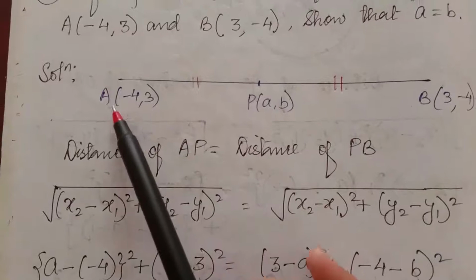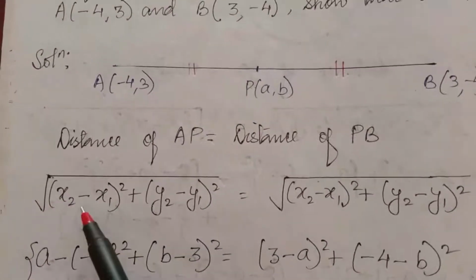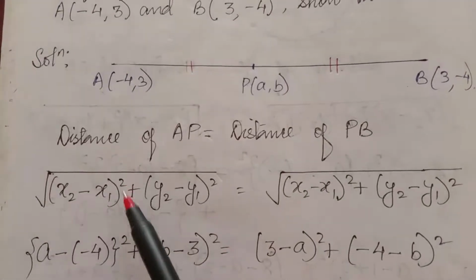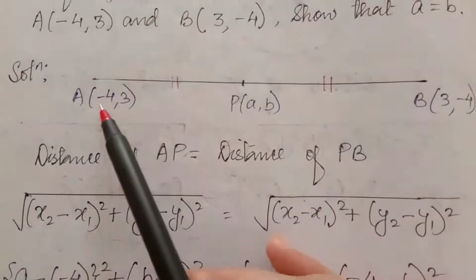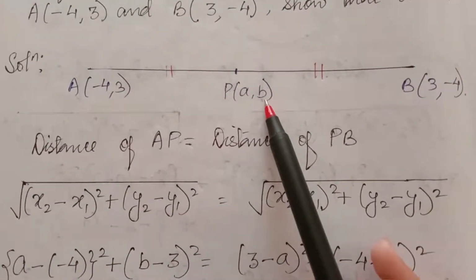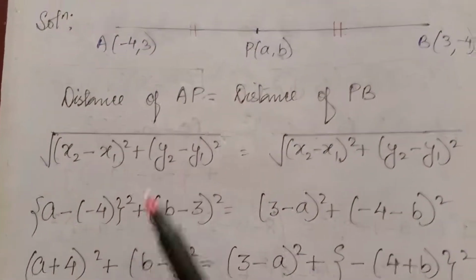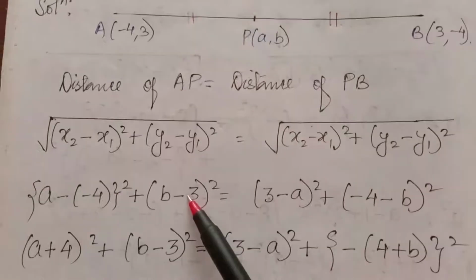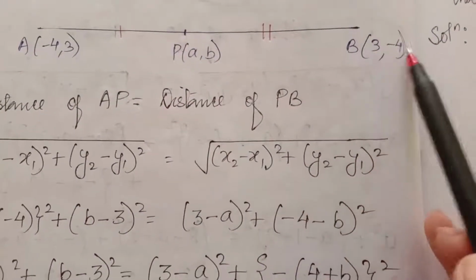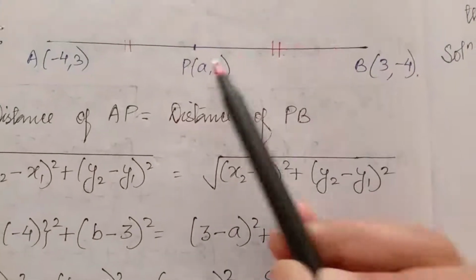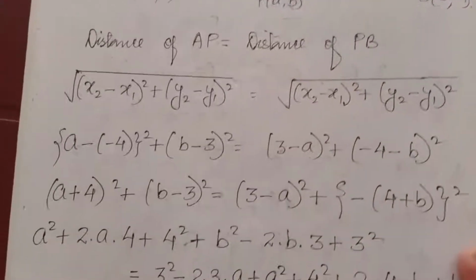Now same process, okay, AP is equal to PB. You have to use the distance formula, square root of x2 minus x1 whole square plus y2 minus y1 whole square, on both sides. Now for AP, this is x1 y1, this is x2 y2, so x2 minus x1 whole square plus y2 minus y1 whole square. For the line PB, this is x1 y1, this is x2 y2. So x2 minus x1 whole square plus y2 minus y1 whole square.